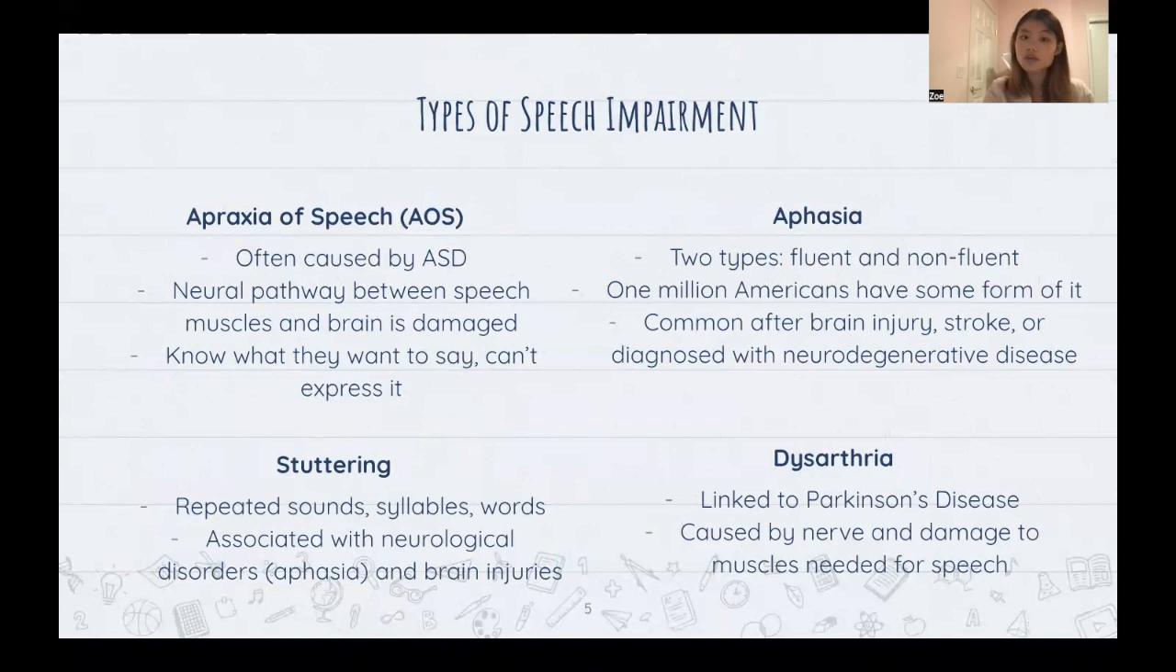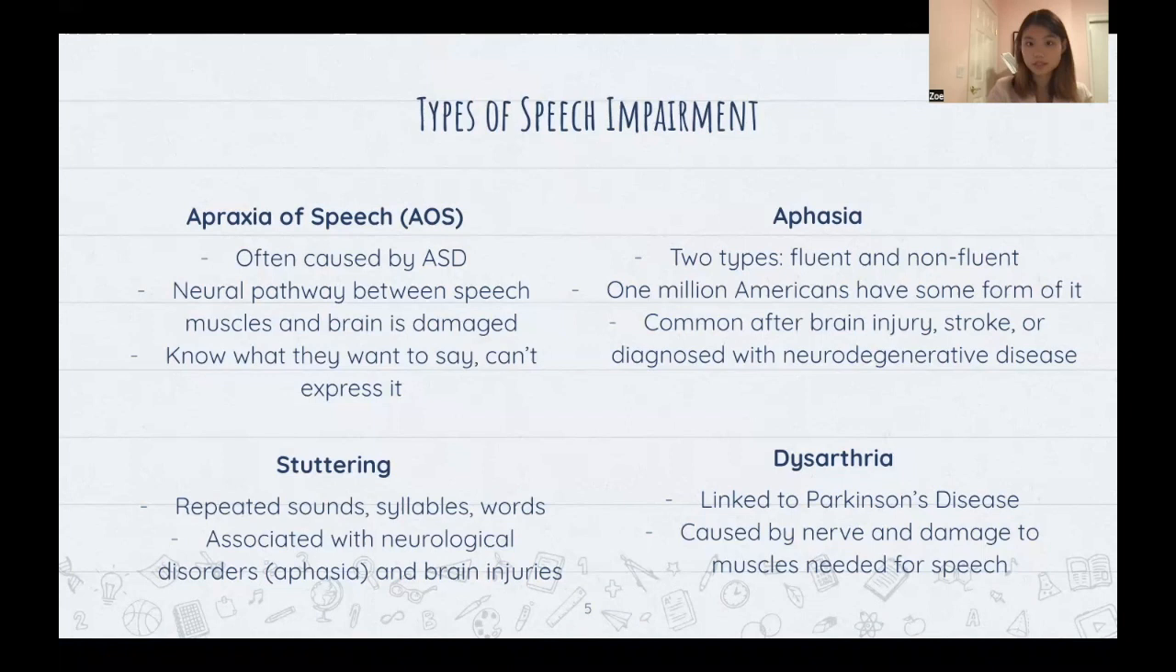Next is probably one of the most common types of speech impairment, aphasia. One million Americans have some form of it, and it's especially common after brain injury, stroke, or neurodegenerative disease. Another common speech impairment is stuttering, which is characterized by repeated sounds, syllables, and words, and it is associated with neurological disorders such as aphasia and also brain injuries. And lastly, dysarthria is linked to Parkinson's disease. In fact, 90% of people who have Parkinson's disease also have some form of dysarthria, and it's caused by nerve or muscle damage needed for speech.